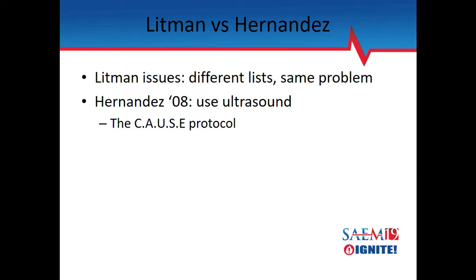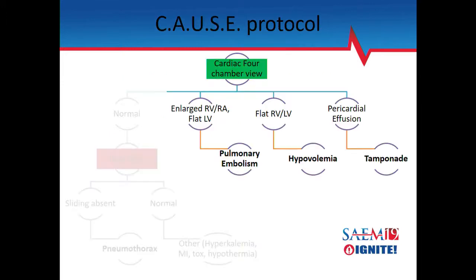Hernandez et al., which was in 2008, used a different approach, which was ultrasound. They came up with the cardiac arrest ultrasound exam protocol. It starts with a cardiac four-chamber view, TTE, ideally during a pulse check, or TEE if you happen to have the provider available to do it. And you can see your PE, hypovolemia, and tamponade right off the bat.